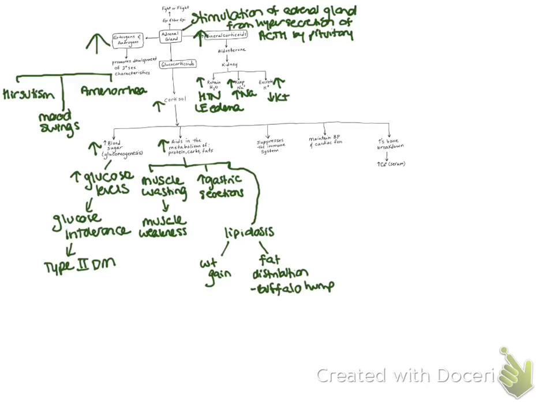So they get the buffalo hump. Because of the way the fat accumulates in that area of their spine, they get that buffalo hump. They get that moon face, that fullness of the face with the facial plethora. But they have really skinny legs. They get truncal obesity, and they get this purplish red striae, which is depressed below the skin surface of the abdomen, the breast, and the buttocks.